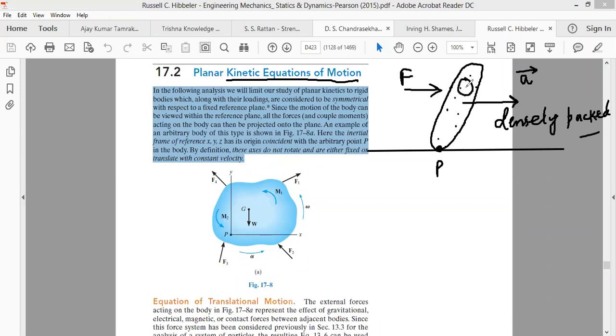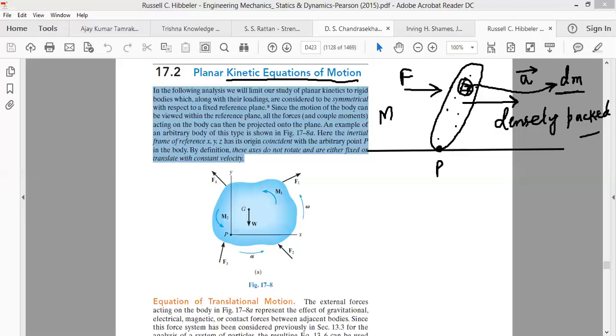Let's suppose the total mass of this rigid body is m, and the mass of this small element is very, very small. Let's call this dm. dm is the small mass of this small element that we have selected.